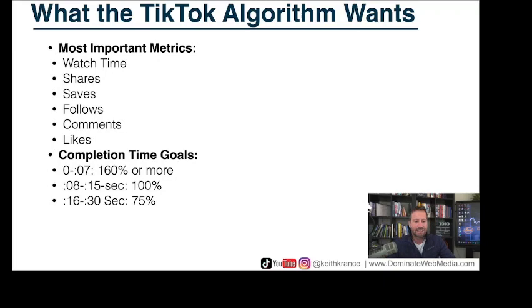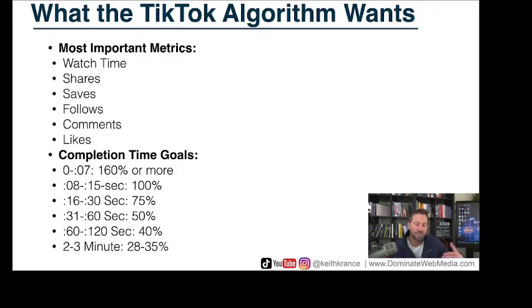Anyways, 16 to 30 seconds, probably around 75%. So if your video is 30 seconds, then your average watch time may be around 22, 23 seconds. 31 to 60 seconds, maybe 50% watch time. 1 to 2 minutes, now we're talking about 40%. So if you have a 2-minute video and you have a 50-second average watch time, that's good.